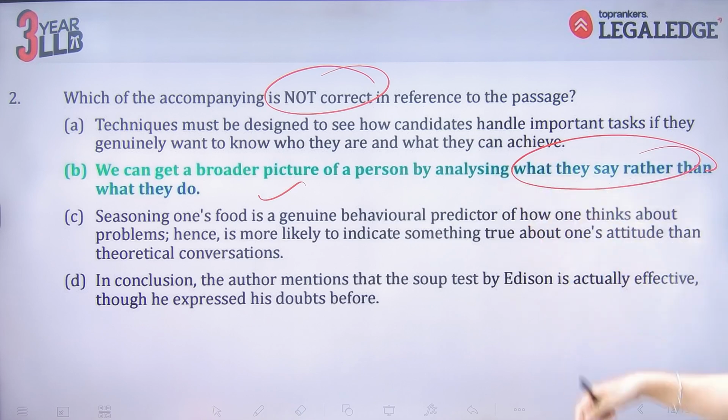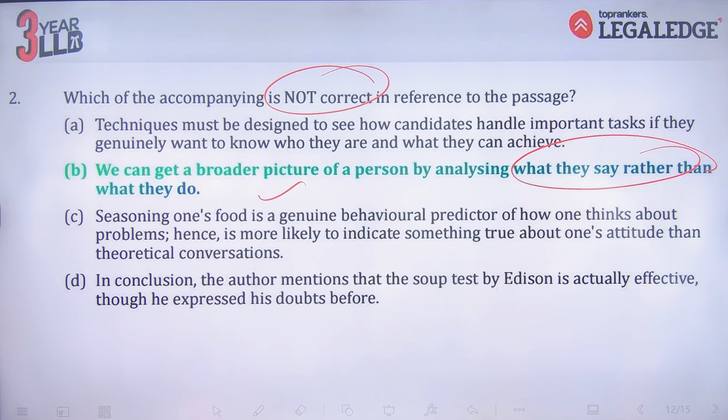अब देखिए दूसरे ऑप्शंस क्यों नहीं हो सकते थे. Techniques must be designed to see how candidates handle important tasks if they genuinely want to do, know who they are and what they can achieve. तो यहाँ पे this is definitely given in the passage.